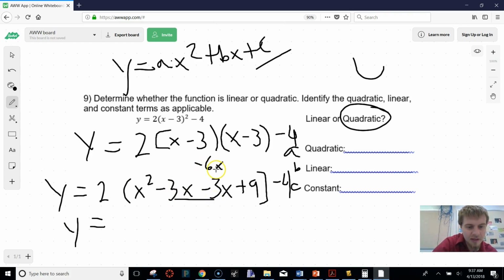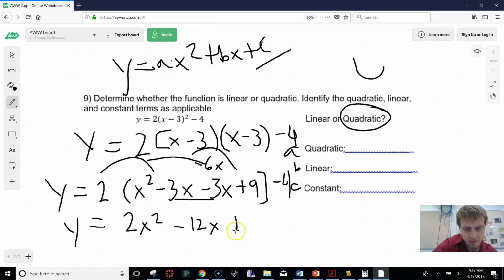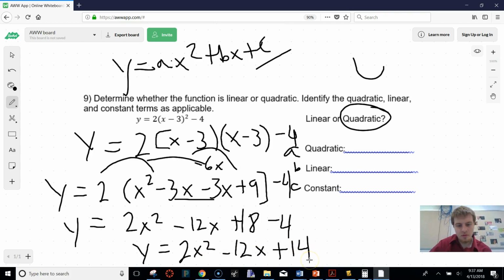and then we'll distribute that 2 to everything, which will give me 2x squared minus 12x plus 18 minus 4. And then our final thing will be y equals 2x squared minus 12x plus 14. So our a term is going to be 2, our b term is going to be negative 12, and our c term is going to be 14. And this will be my answer to this problem.